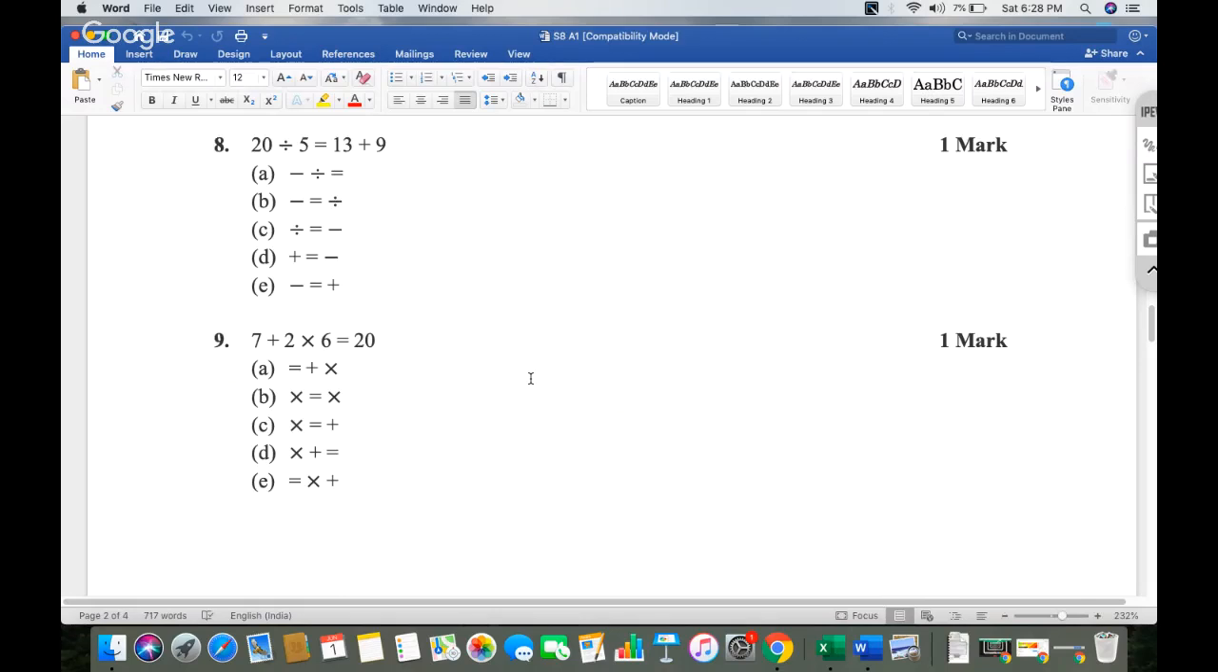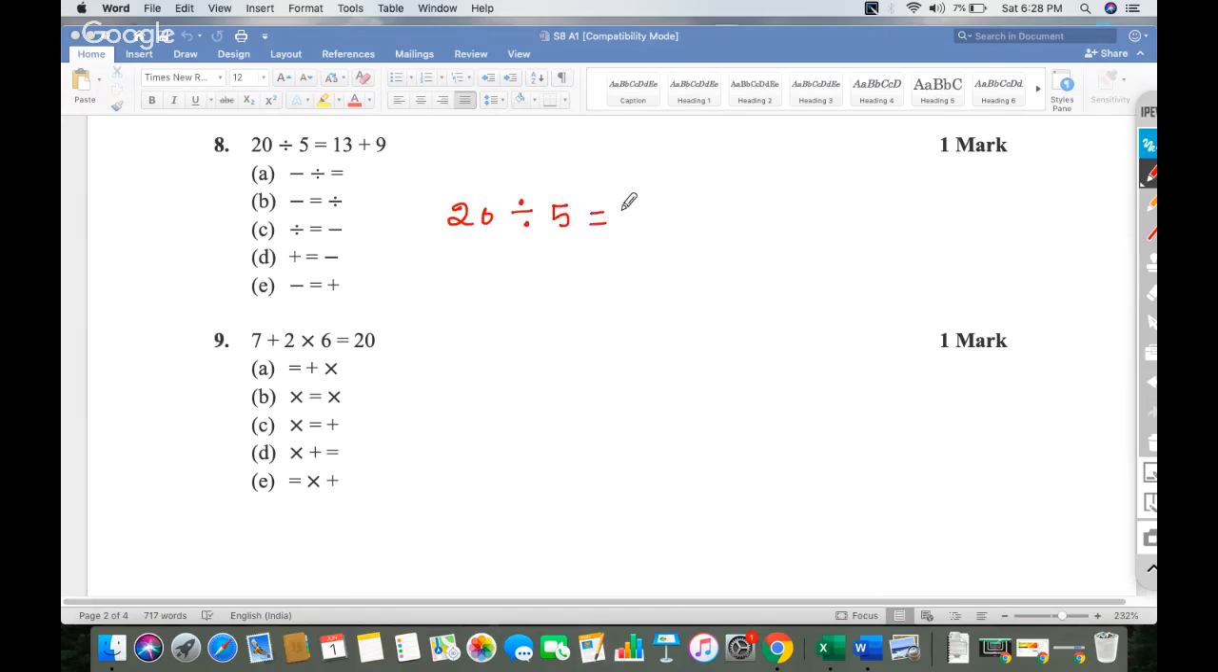Okay, so a lot of you are saying the answer is C. Let me directly check C. 20 divided by 5 is equal to 13 minus 9. That is correct. This is 4, this is 4. So C is the option.